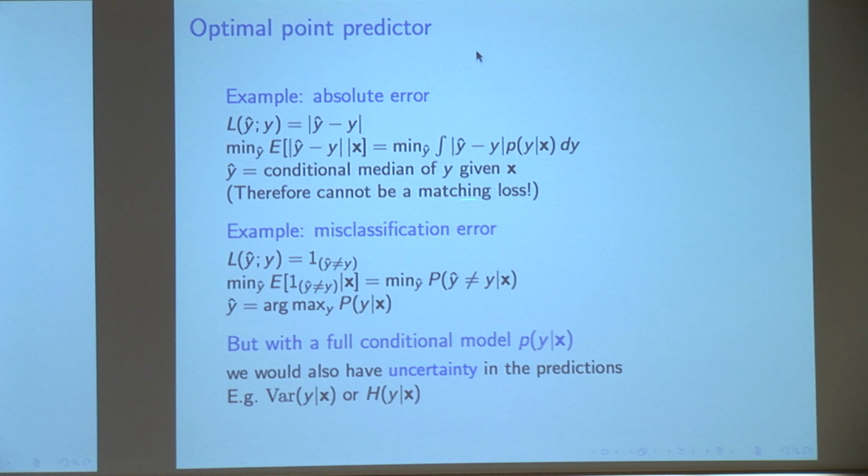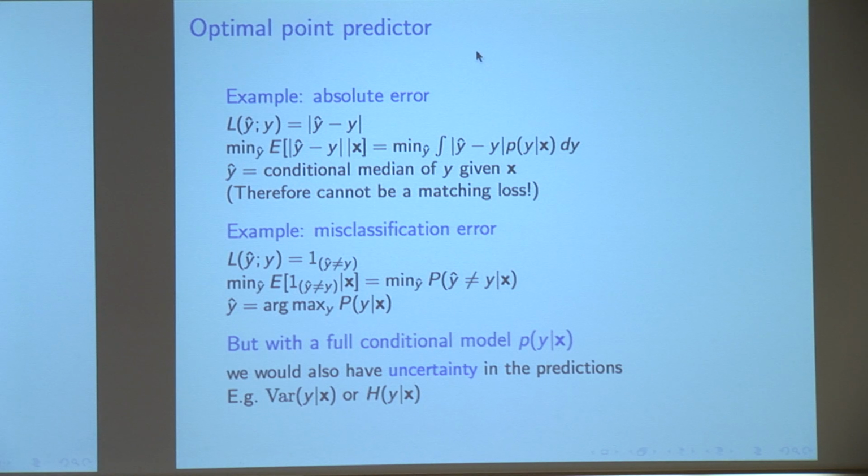In terms of misclassification error, the optimum point predictor, of course, is just the maximum probability label, or the maximum probability output given the input. Okay. But now we're hoping to do something about keeping a full conditional, so we would like more than just, say, a conditional expectation. We'd like to keep something like a variance or an entropy or some measure of uncertainty around that prediction, okay?